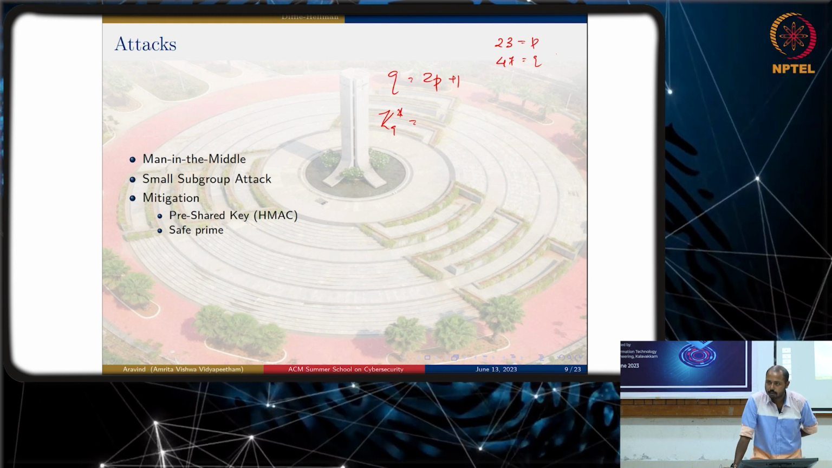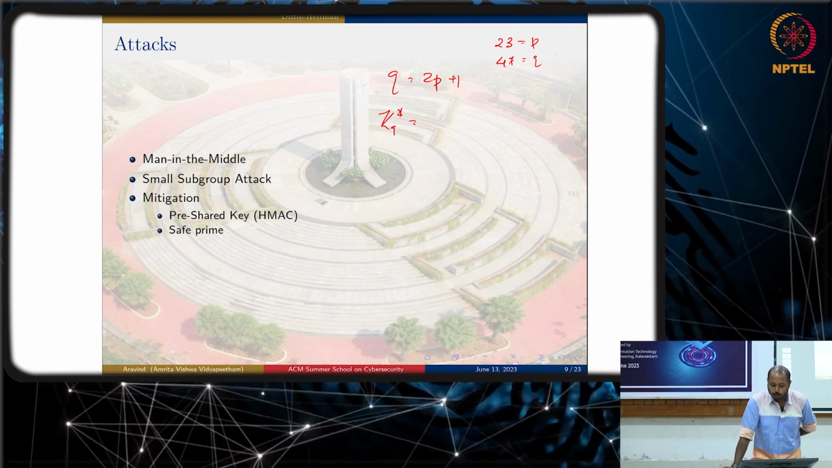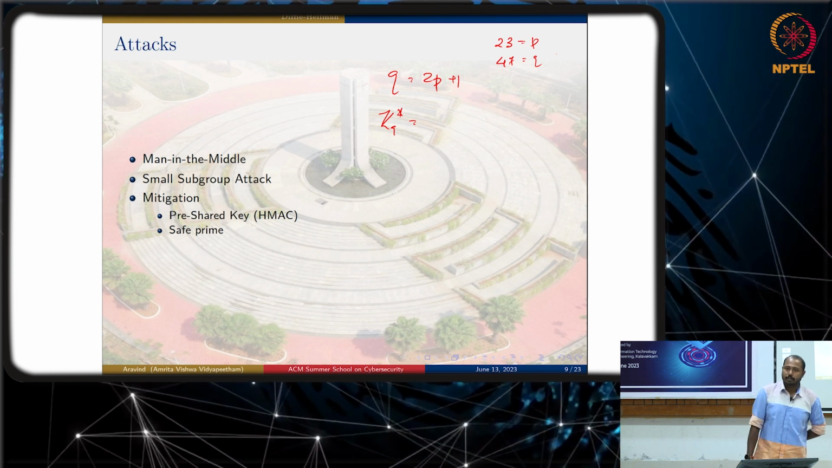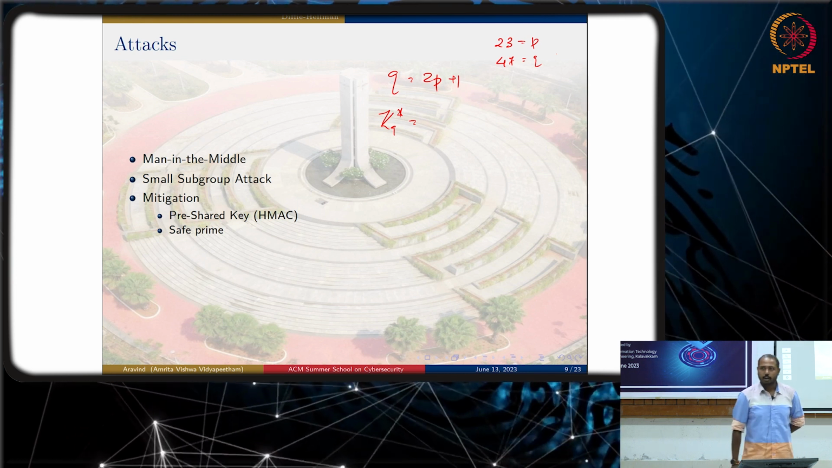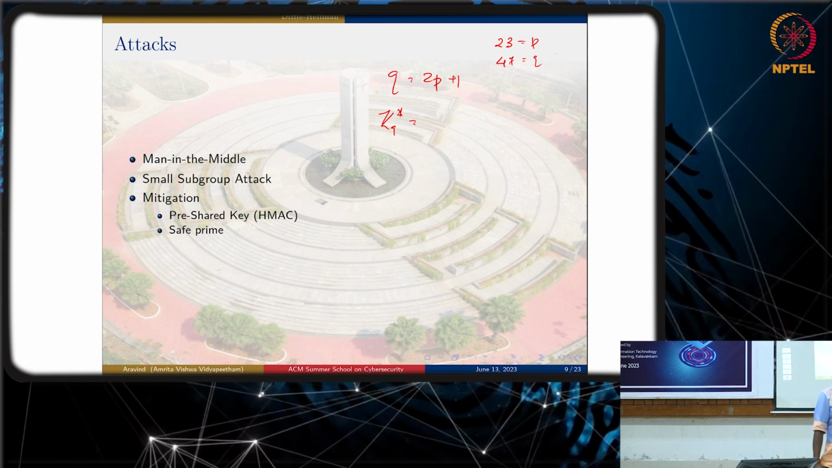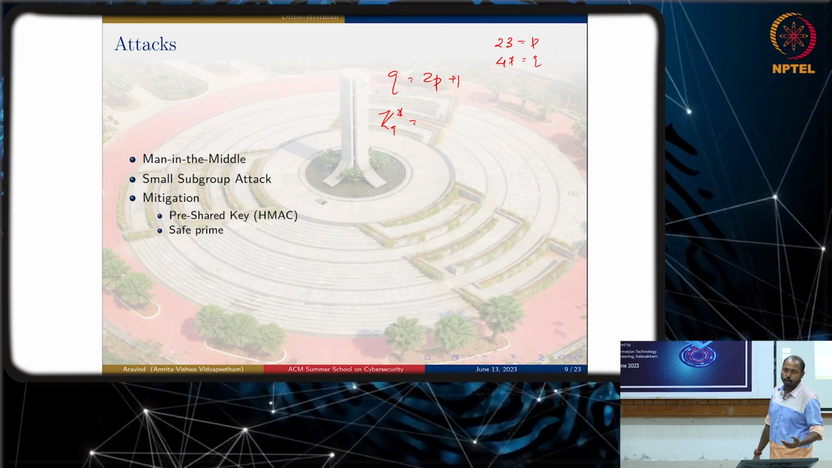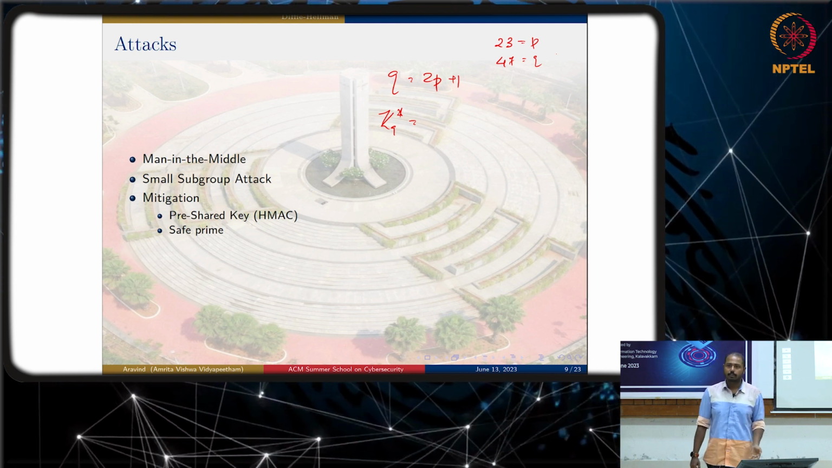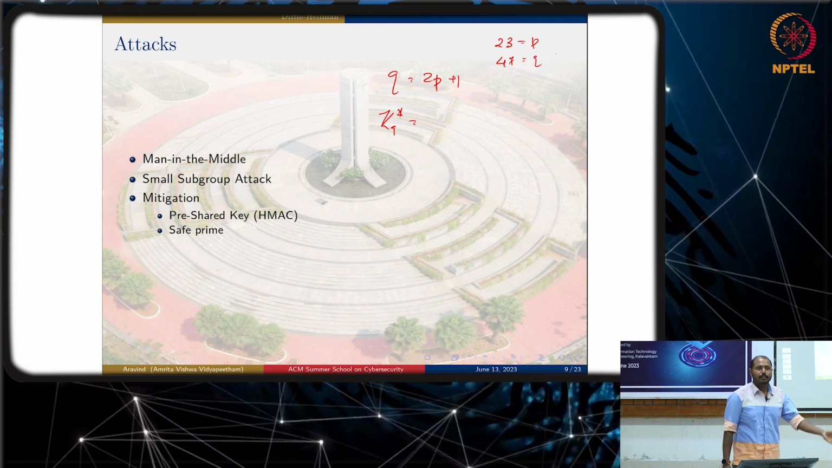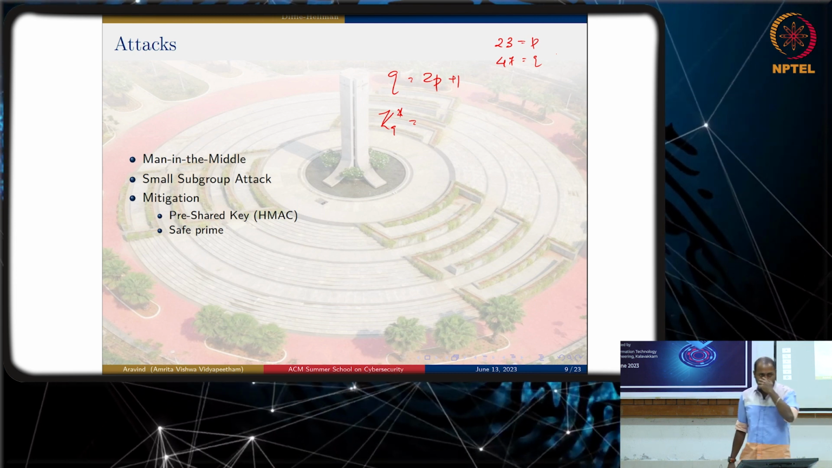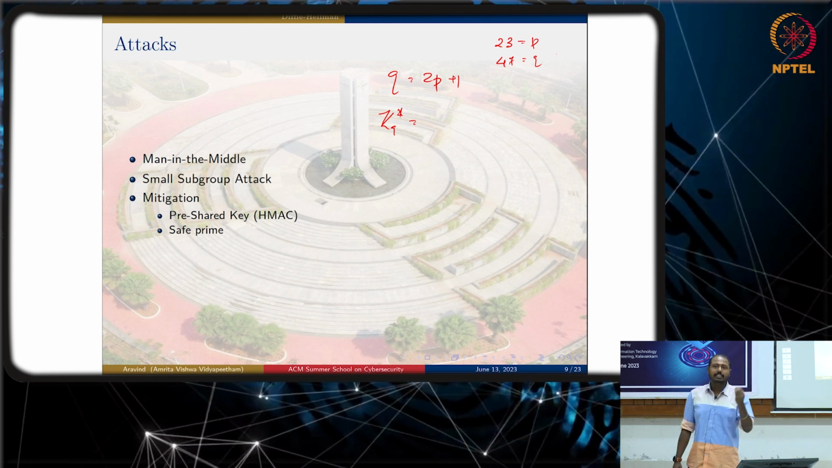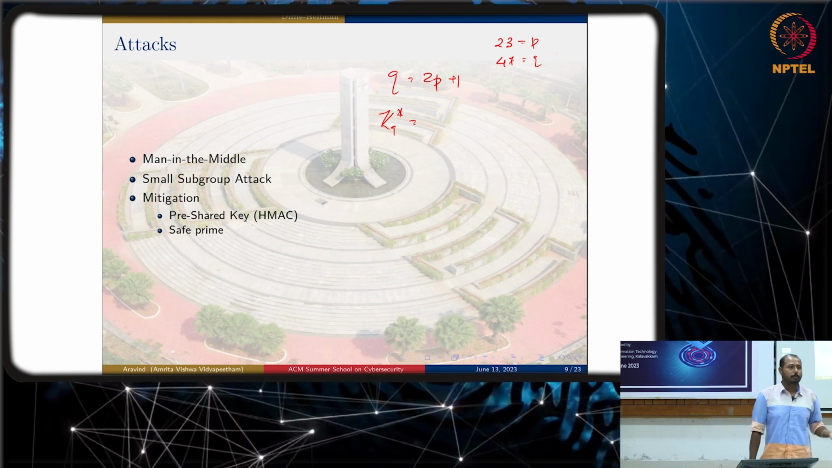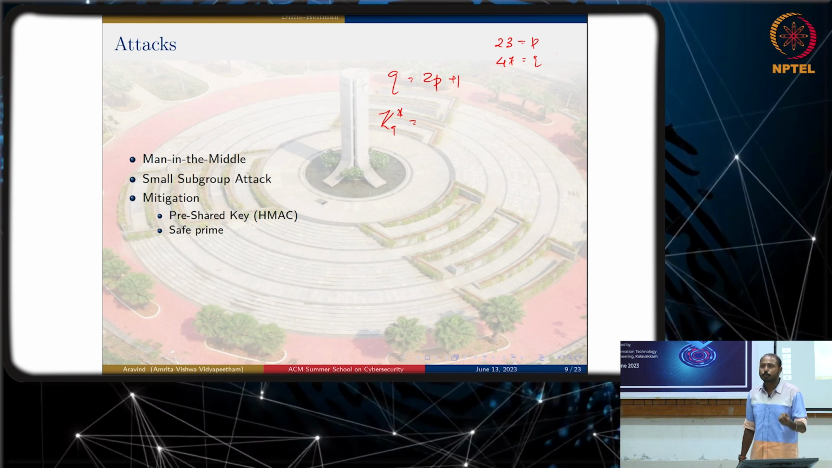Both are primes, but they are of the form q equal to 2p plus 1. So what is the cardinality of ZQ star? How many elements are there in ZQ star, the multiplicative cyclic group modulo q? It should be q minus 1 elements, because since q is a prime, all numbers except 0 will be co-prime to that number and they will all be part of the multiplicative group. So the cardinality will be q minus 1.